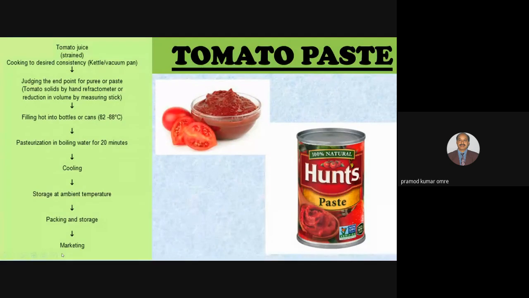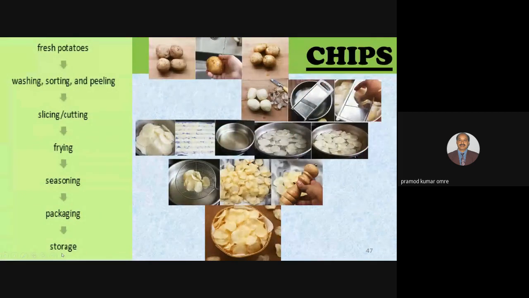Tomato paste is another material. We can use this paste in off time, and it is easily available. Chips are a very common example. If we make chips, they can be kept for a longer time and after that time they are easily available for use. So it is a value addition example of potato.